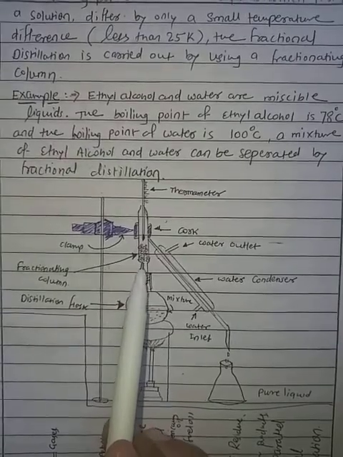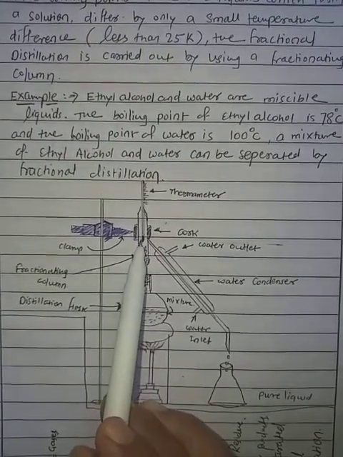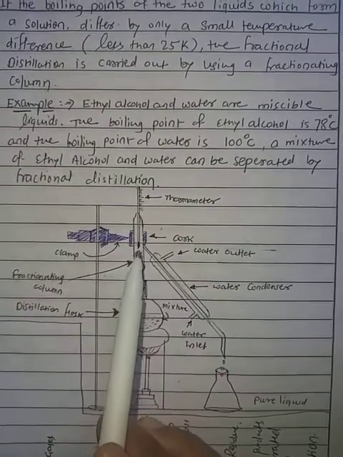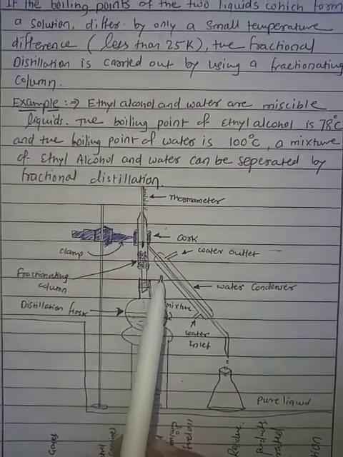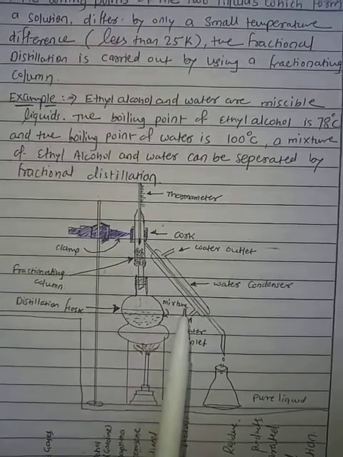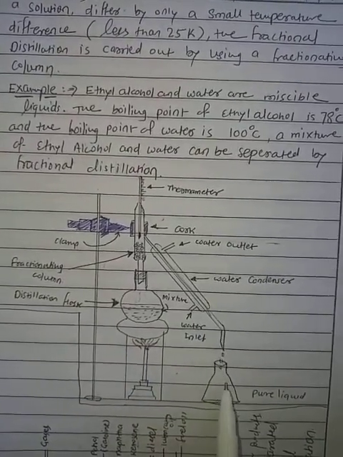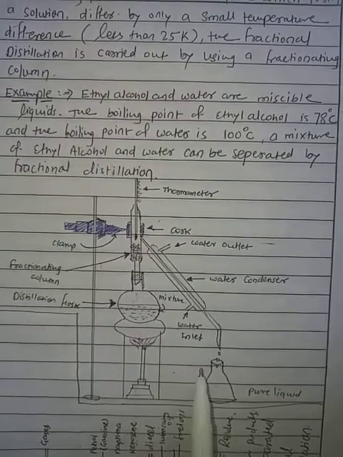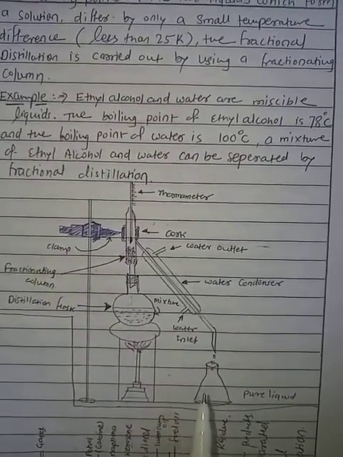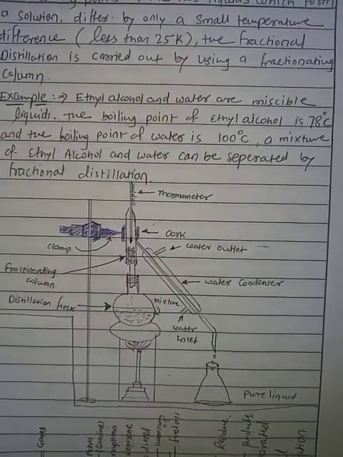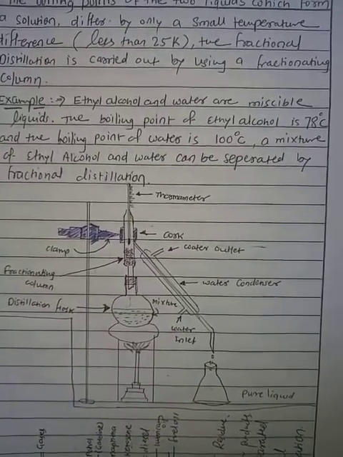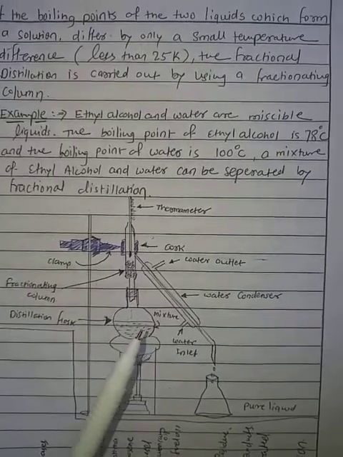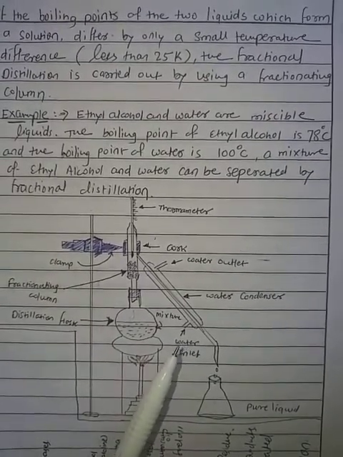When the temperature at the top of the fractionating column reaches 78 degrees Celsius, the ethyl alcohol vapor passes into the condenser, gets cooled and collects in a beaker. See here, in this conical flask kept at the end of the condenser. In this way, all the ethyl alcohol distills over and gets separated.